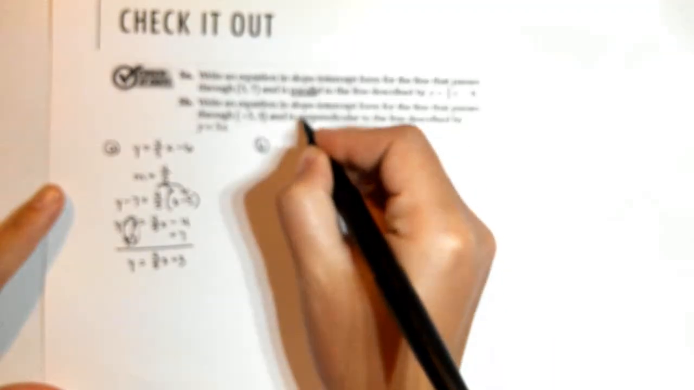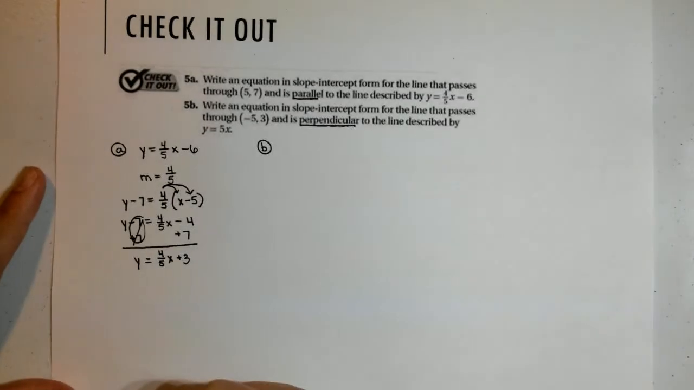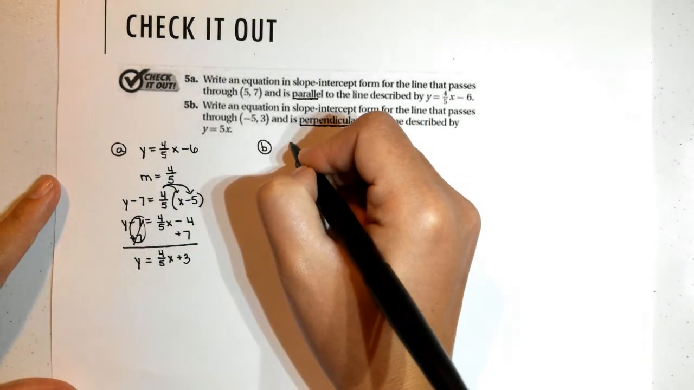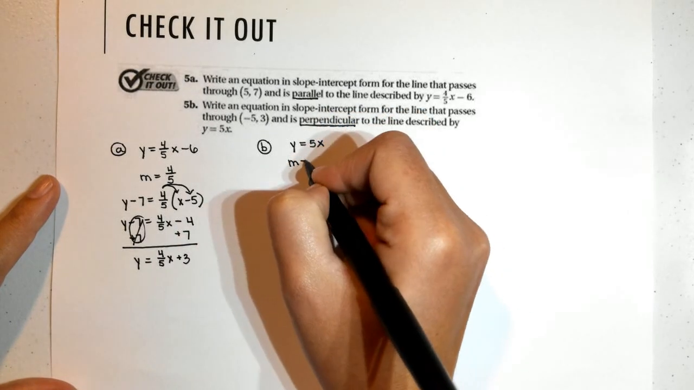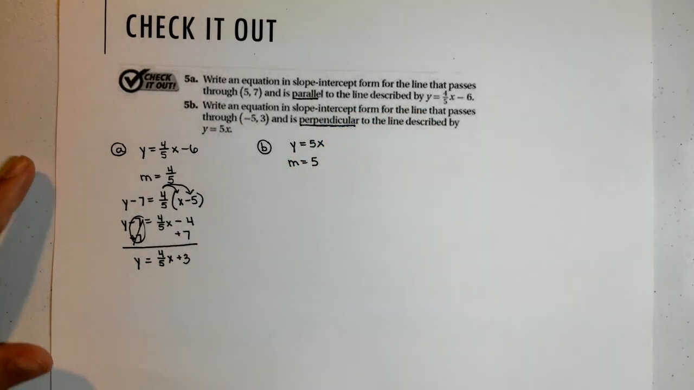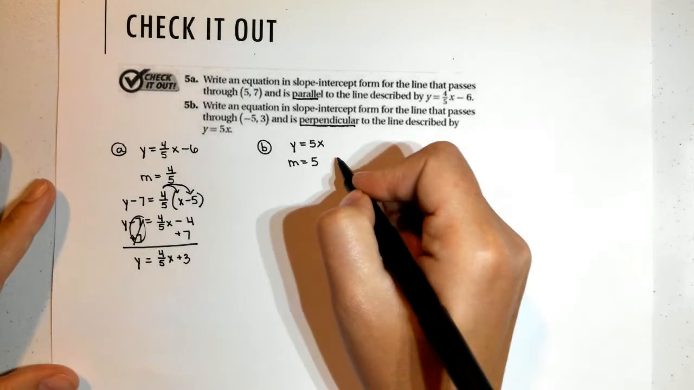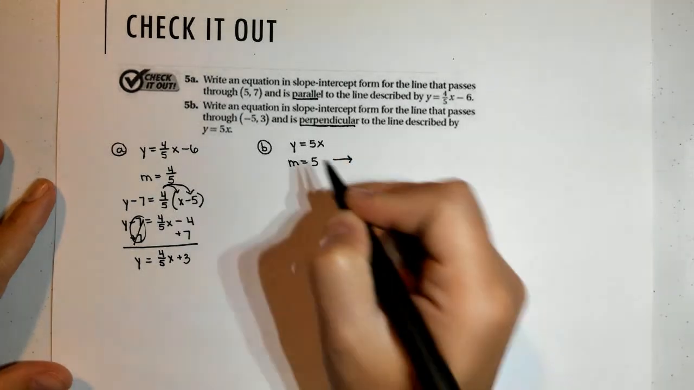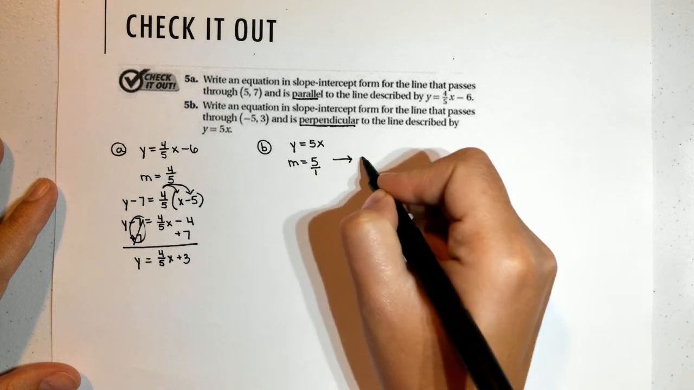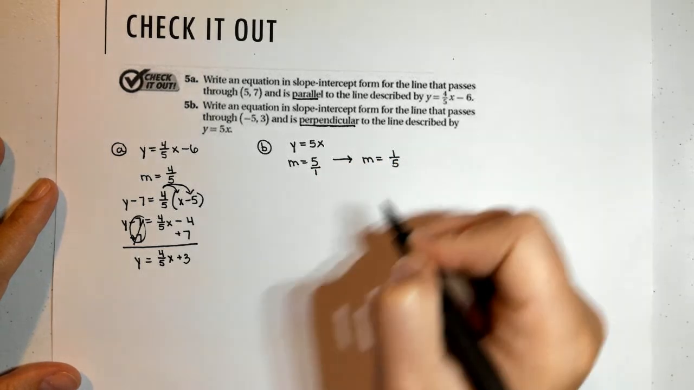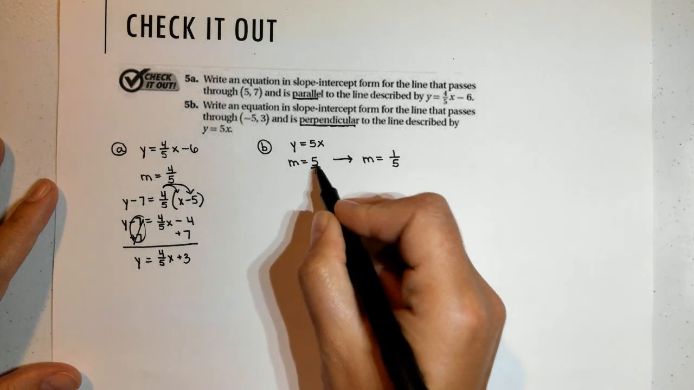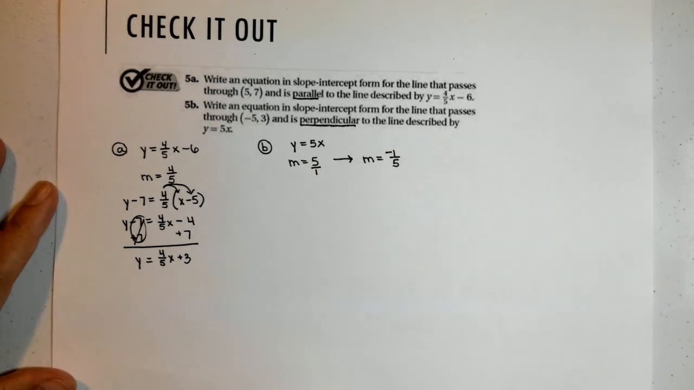B, write an equation in slope-intercept form for the line that passes through (-5, 3) and is perpendicular to the line described by y equals 5x. So y equals 5x, my slope is 5. It's perpendicular, so the slope is not going to be the same. Remember the trick: write it over 1 and flip it. So we're going to have 1/5, and then you take the opposite sign. This was positive, so now it's going to be negative.